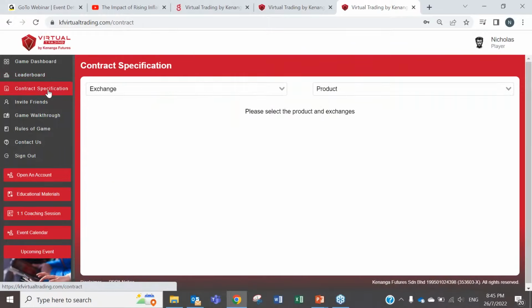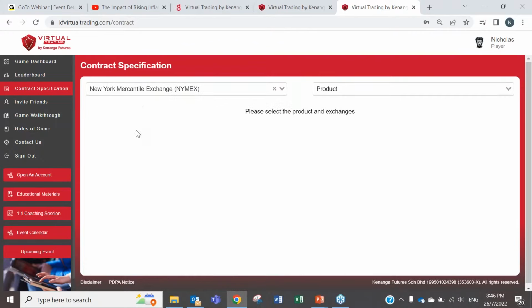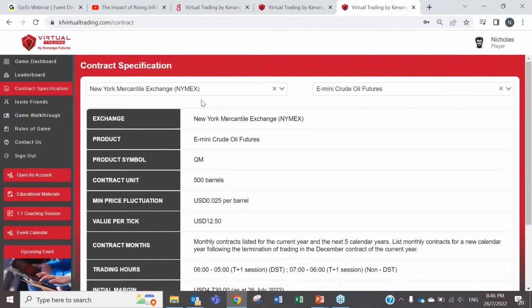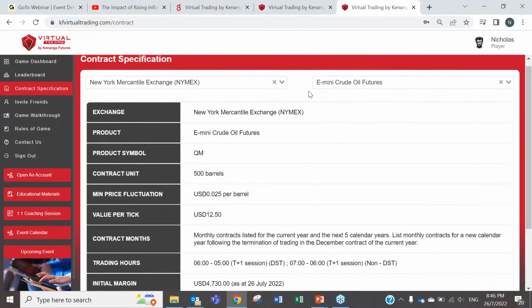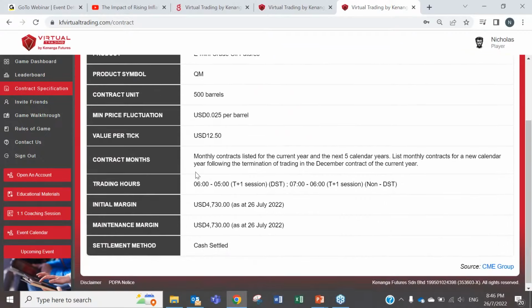If you would like to know more about the products that you are playing, you can always click contract specs. Let's say, for example, you can go to NYMEX. Let's say select E-mini Crude. So you can see E-mini Crude is listed on the NYMEX exchange, the product name, the product symbol, the contract unit, and things like that.